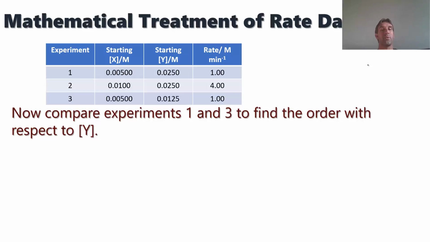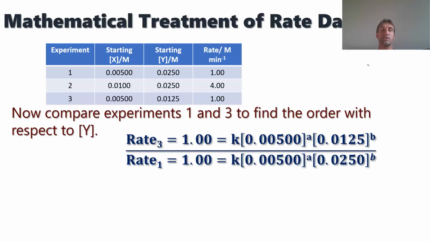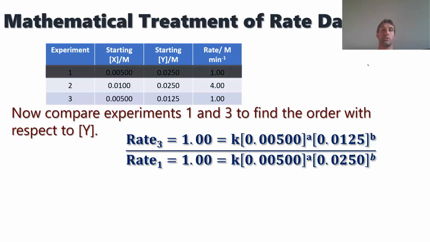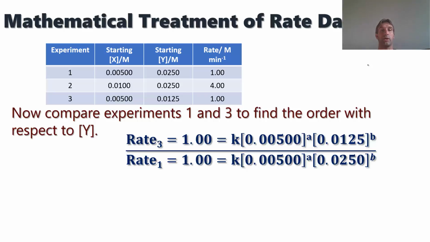Okay, now we're not quite done. Now that I've figured that one out, I'm going to take a look at experiments 1 and 3. So we're going to go ahead and block one of these off. We'll block off 2 in this case, and look only at 3 and 1. Well, again, what I'm able to do is simplify a few things. I know that k divided by k is 1, and I know that 0.005 raised to a and 0.005 raised to a would cancel out also.